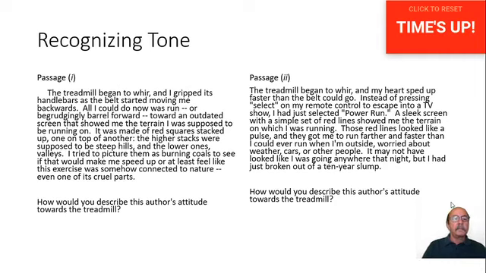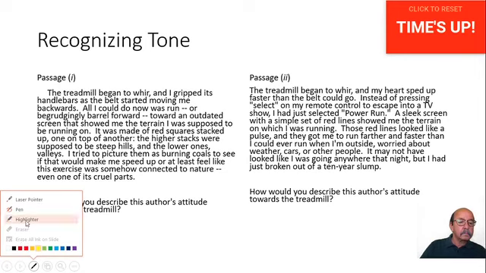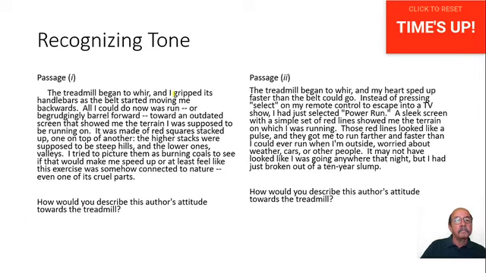All right. Now, how would you describe passage 1? How would you describe the author's attitude towards the treadmill? Key words to help us make our decision could include: "I gripped its handlebars as the belt started moving me backwards. All I could do now was run or begrudgingly barrel forward." Begrudgingly meaning very reluctantly, not wanting to do it, toward an outdated screen.